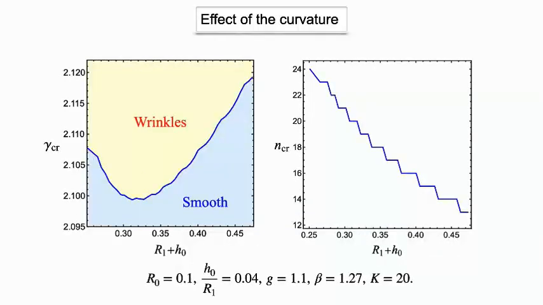Then we consider another case. We just keep the thickness ratio, H0 by R1, fixed. And we want to see what happens when the curvature is changing. It is found that there is a non-monotonic curve. This is not surprising because in the previous two cases we know that H0 will delay instability, but R1 will promote instability. So there is a competition between them. Then there is a minimum. But the wave number is monotonic, right? With larger curvature, we will always have a lower wave number.